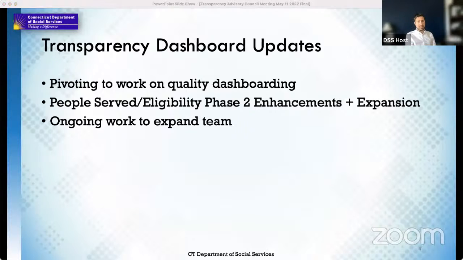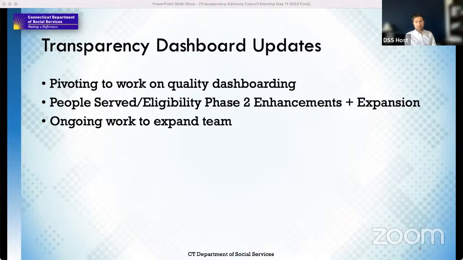The HEDIS data from CHN for the medical ASO is pretty much ready to go. We just need the contract formally signed so that we can do it, and I think that should be done in the next month or so. So that will be the next thing. Again, it will be static for now, but that will at least allow us to share that out publicly, and that'll be a good next step. Obviously, there's more to come. And in terms of ongoing work to expand the team, we're still trying to flesh this out.